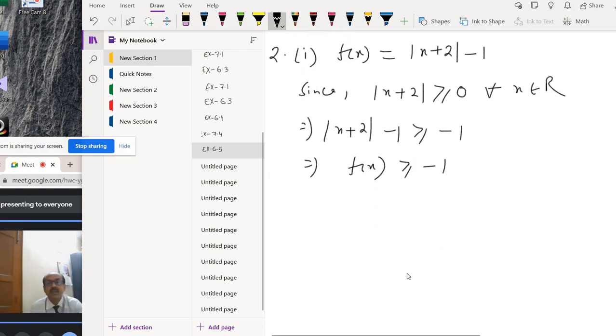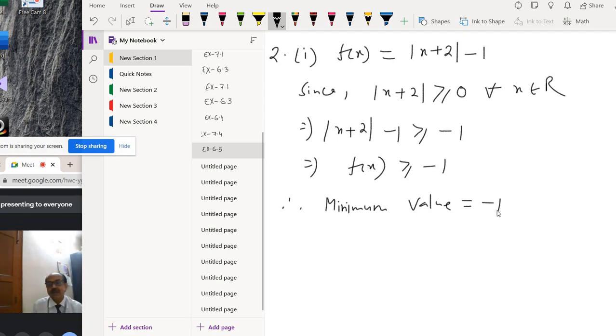f(x) greater than or equal to minus 1 means it starts from minus 1, no? Because the equal sign is there, so the minimum value is minus 1. Therefore the minimum value is minus 1. Okay, it is clear. Minimum value minus 1.